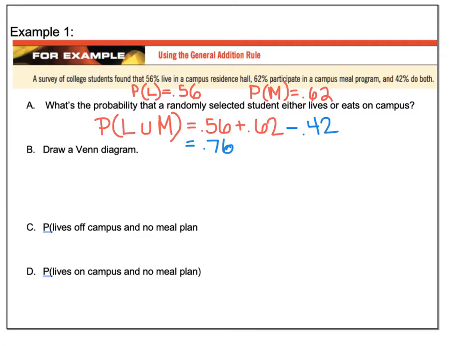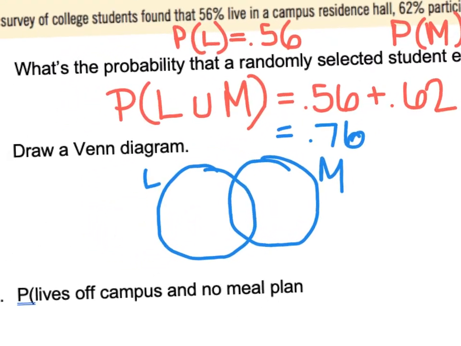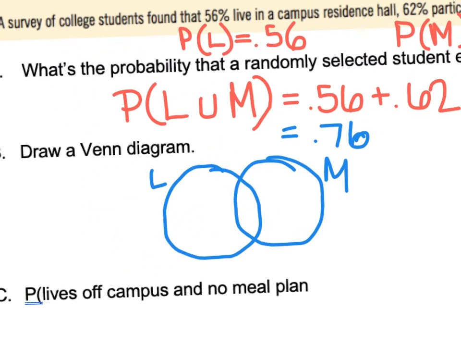All right, we're going to draw a Venn diagram out of this. Honestly, I probably even would have done that before part A, but I'm just following along here with what's on my paper. So I'm going to make my two circles overlap. This will be L, and here is M for in the meal plan. So I know that 0.42 do both. Just going to zoom in here to give myself a little more space. 0.42. 0.56 total live on campus. So I've got to do 0.56 minus 0.42, which would be 0.14 in this area.